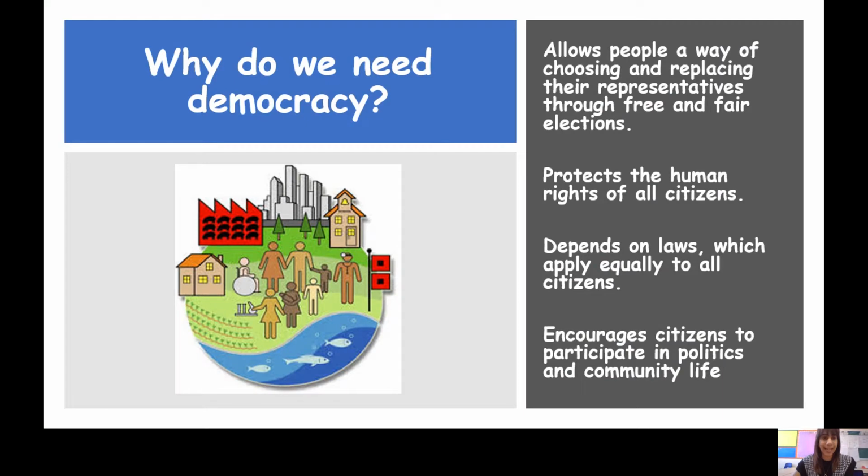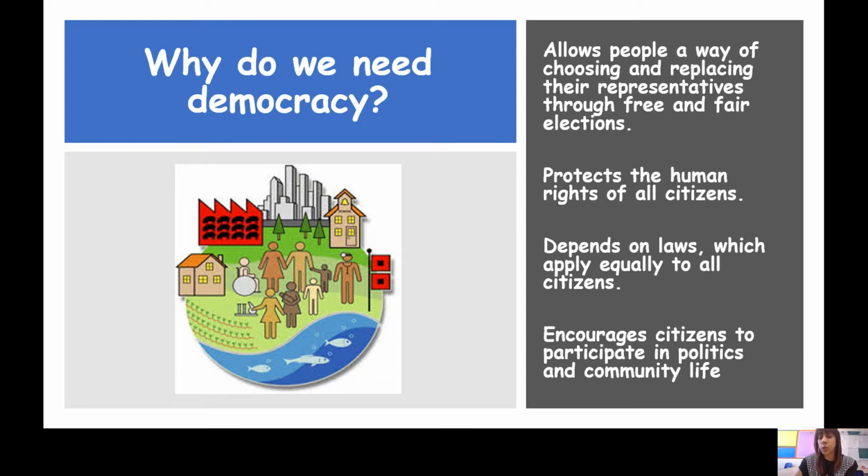Democracy means that everybody gets a say and everybody has a right to choose who runs and who leads the country. Well, firstly, it allows people a way of choosing and replacing their representatives, so people who stand in on their behalf, through free and fair elections, meaning you don't have to pay, you don't have to have any sort of special criteria to be able to vote, and you should be able to vote with as much chance as anybody else. Just as we looked at last week, it also means that it protects the human rights of all citizens. If we didn't have democracy, we wouldn't have equality, and therefore our human rights would be compromised.